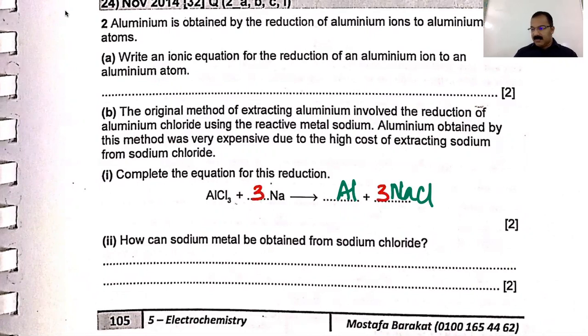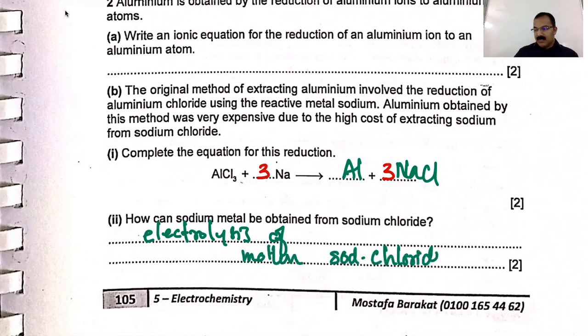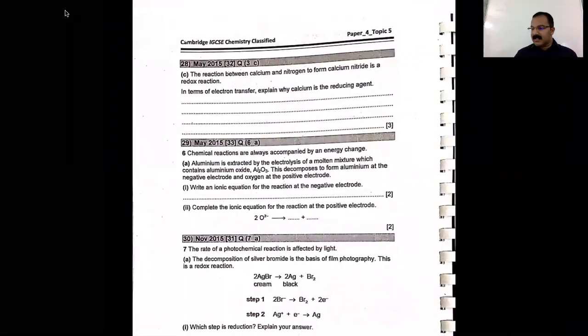How can sodium metal be obtained from sodium chloride? It is just a question, and how do you answer it? How can we get sodium from sodium chloride? Electrolysis is 1 mark. The next mark is molten sodium chloride. So that is the 2 marks. 1 mark for saying electrolysis, 2nd mark for saying molten compound. Because you know that from aqueous solutions, we will never get this kind of reactive metals.